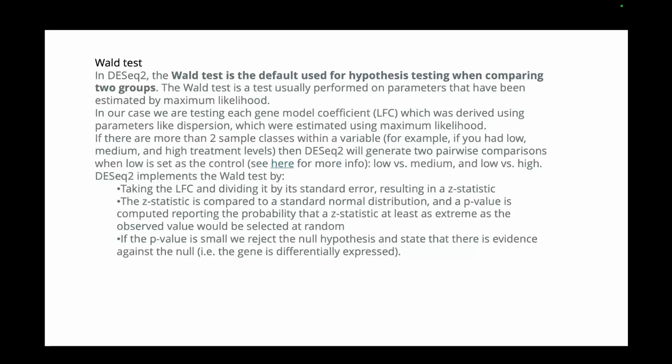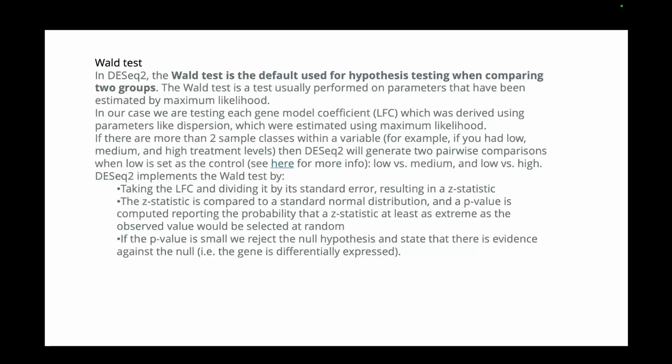If there are more than 2 sample classes within a variable, for example, if you had low, medium and high treatment levels, so basically you have multiple samples you are checking across, differential expression is not only limited to 2 samples, you can extend it to multiple samples. You can have a set of 3 control samples and 3 diseased or 3 treatment samples, something like that. So you can check for multiple samples how the log fold change is changing across different samples for a particular gene.